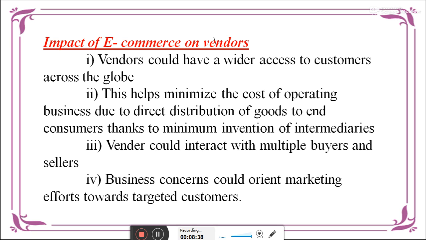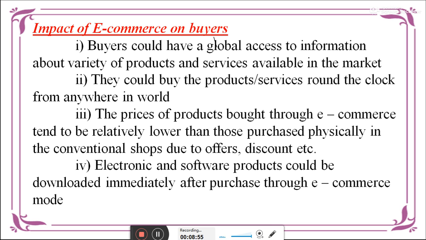It is a minimum cost of operations and distribution of goods, thanks to minimum involvement of intermediaries. Vendors could then react with multiple buyers and sellers. The business is concerned with orientation of the market and effects towards the target consumer. They are getting a target consumer.